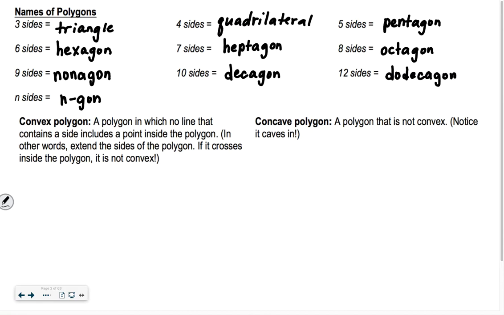N-gon. And we use this when we don't know the name. So like an 11-sided one has a name. You can look it up if you want to. But most of the time we just call it an 11-gon. Because who wants to memorize all of the names? Like 123 sides. Who memorizes all this? So we would call it a 123-gon. Does this make sense?